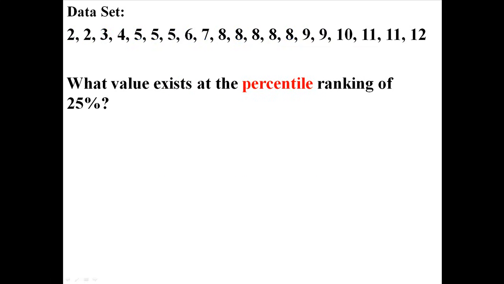So now we can kind of work backwards. What value exists at the percentile ranking of 25%? So we're asking basically what score has 25% of the scores below it. We can use this equation to find out what value number it is: the percentile divided by 100, multiplied by the sample size plus 1. We're interested in the 25th percentile, so I do 25 divided by 100 times 20 plus 1, because we have 20 scores. And when I work all that out, I get a value of 5.25.